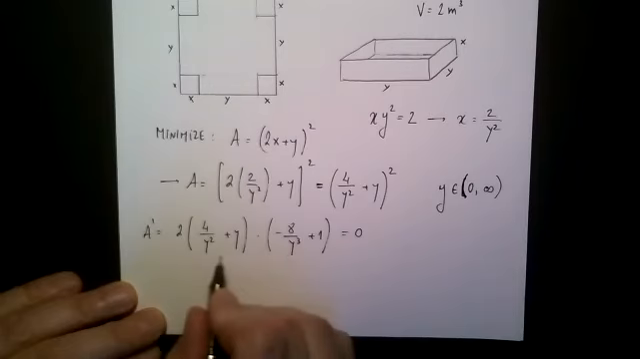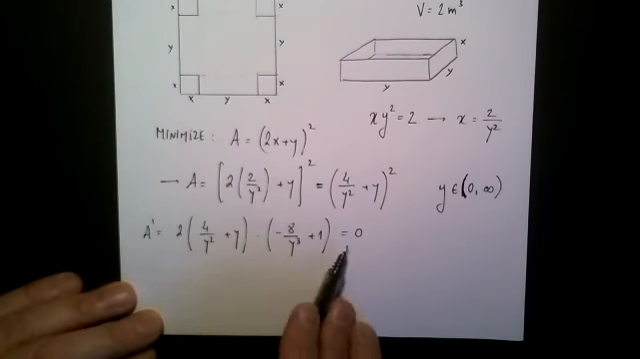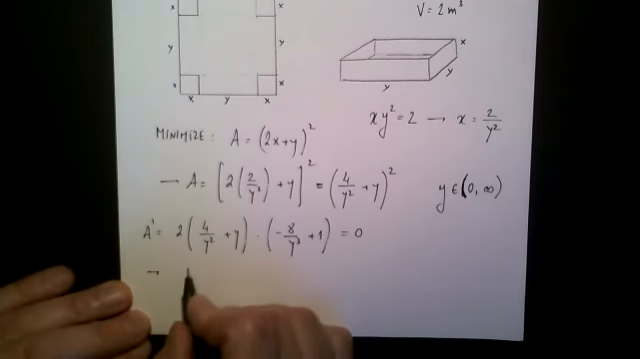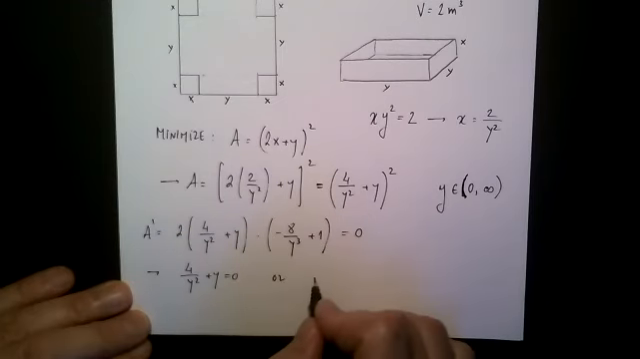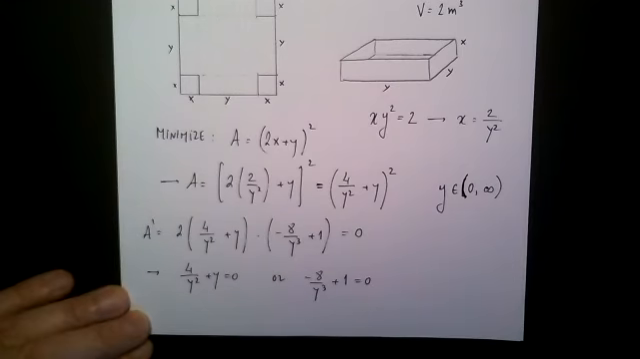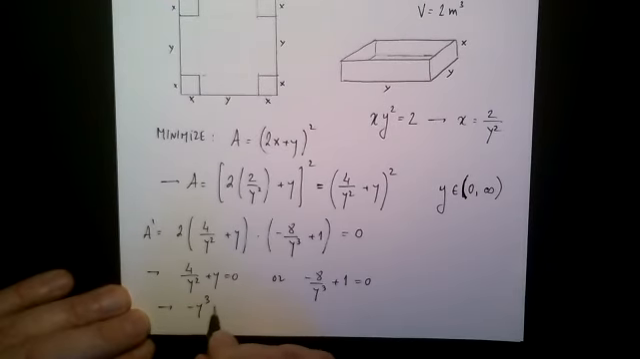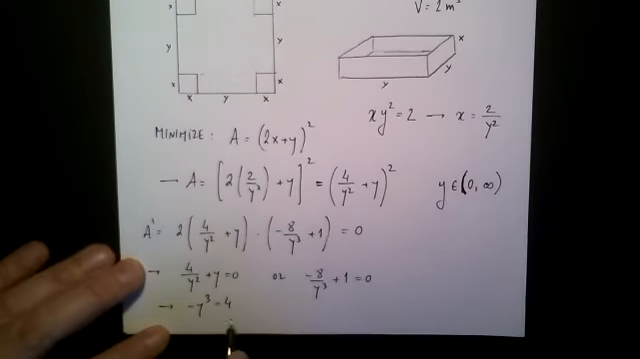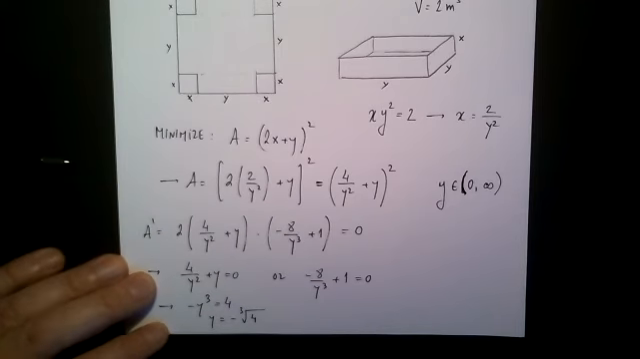Okay, so this times this is equal to 0, which means that either 4 over y squared plus y is 0, or negative 8 over y cubed plus 1 is equal to 0. From here, negative y cubed is equal to 4, and that can't be because then y is negative. So y is the negative cube root of 4, and this cannot be.